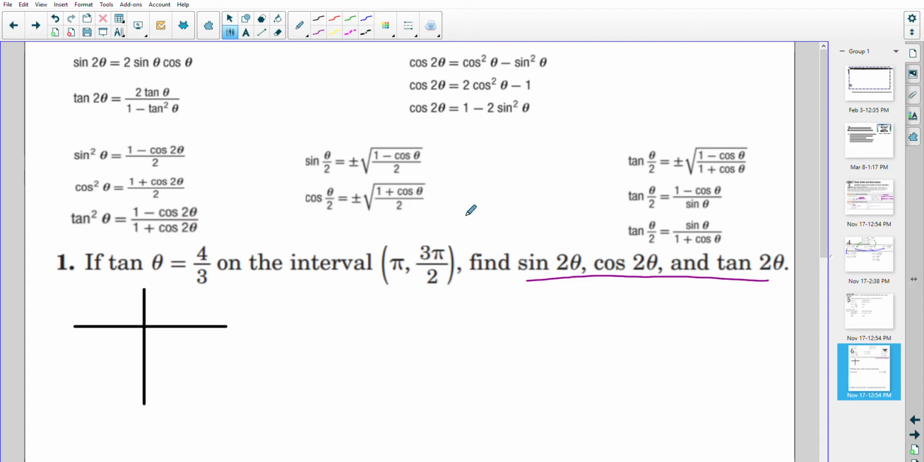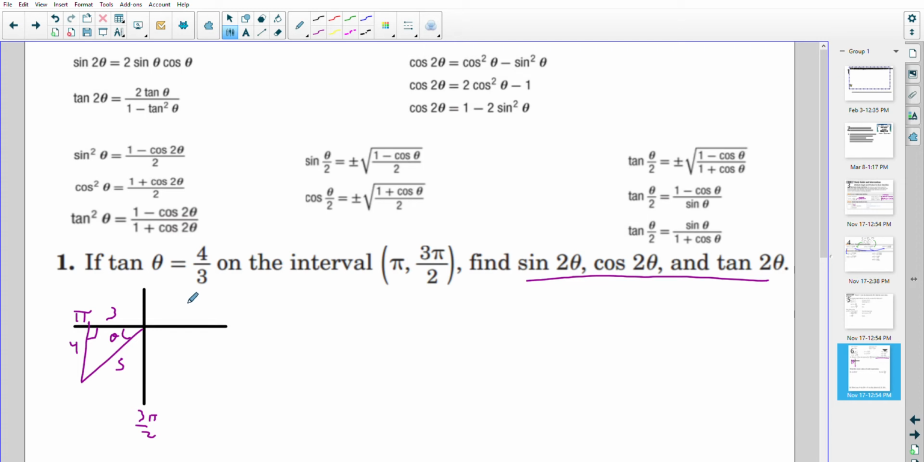Now, when they give you the tangent of theta equals 4/3 and it's in the interval from pi to 3 pi over 2, you're talking about the third quadrant, because this is pi and this is 3 pi over 2. So I want to go ahead and draw this. I'm just going to draw an angle in that third quadrant and know that the tangent of that theta is going to be 4/3, which means you have a 3, 4, 5 triangle.